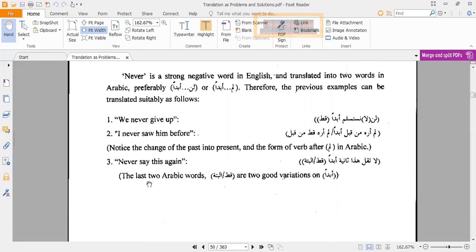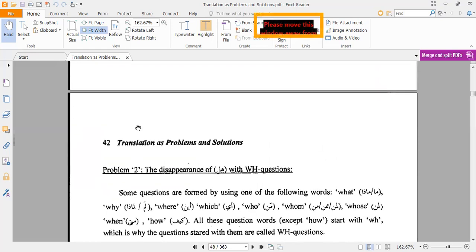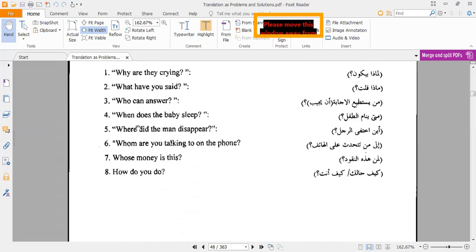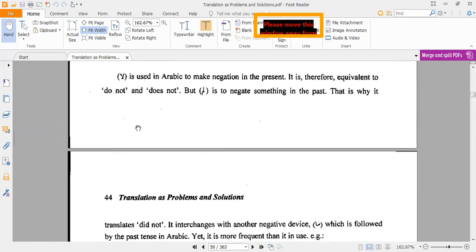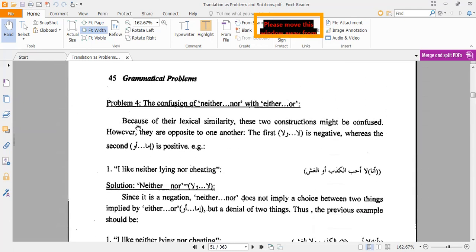So, I never saw him before. لم أره من قبل. ما رأيته من قبل. أو ليس، أو يعني لن أره من قبل. So here I used the negation particle before أبدا, okay, at the start of the sentence.